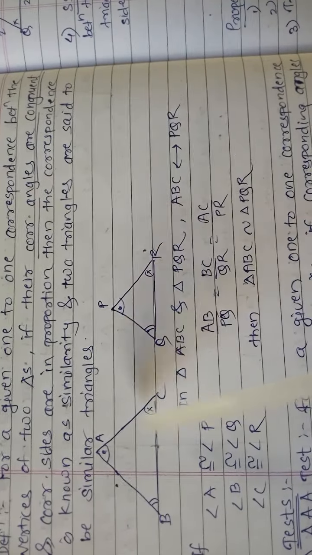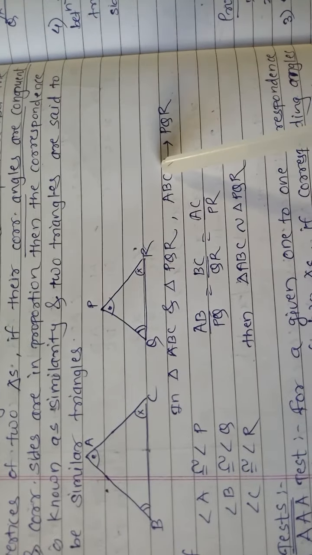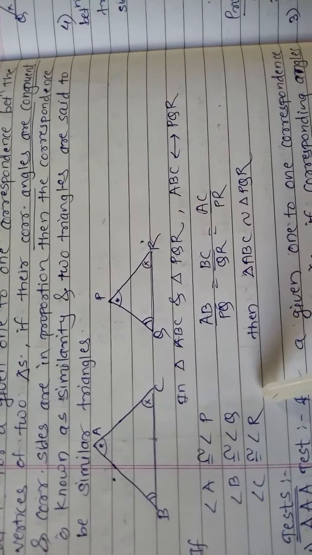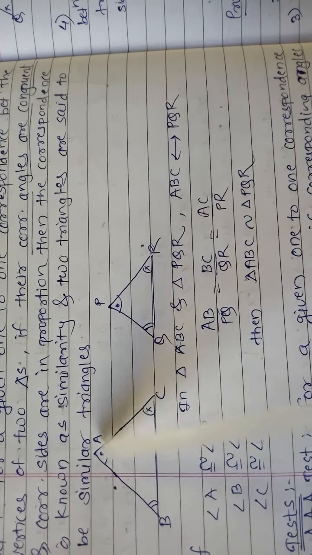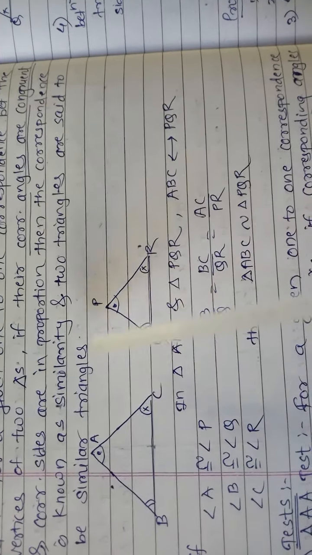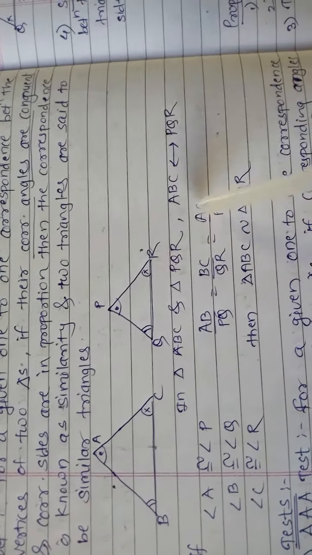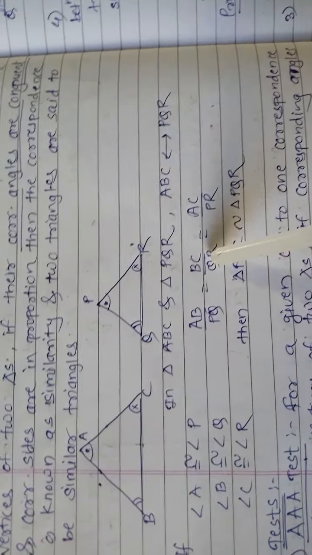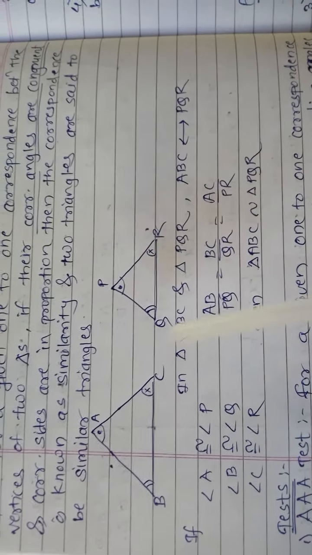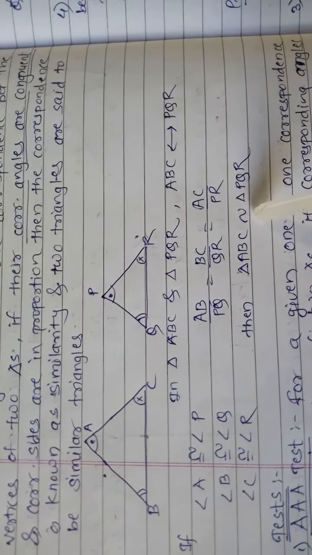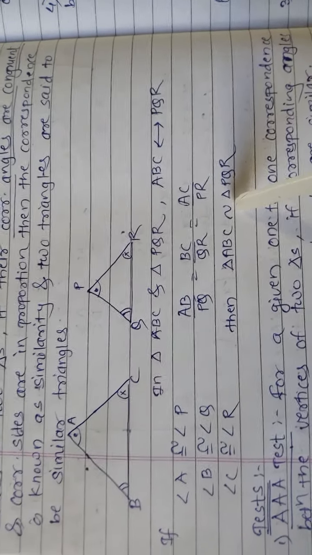So here in these two triangles, for this given correspondence, the three angles of the first triangle are congruent with the corresponding angles of the second triangle, and the sides of both triangles are in proportion. Then we can say that the two triangles are similar, and this is the symbol of similarity.